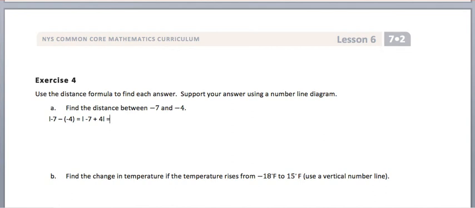And since those two numbers have the opposite sign, we would have to subtract their absolute values and keep the sign of the greater absolute value. -7 is the greater in magnitude of the two numbers. So our answer is actually going to be -3. And the absolute value of -3 is 3.